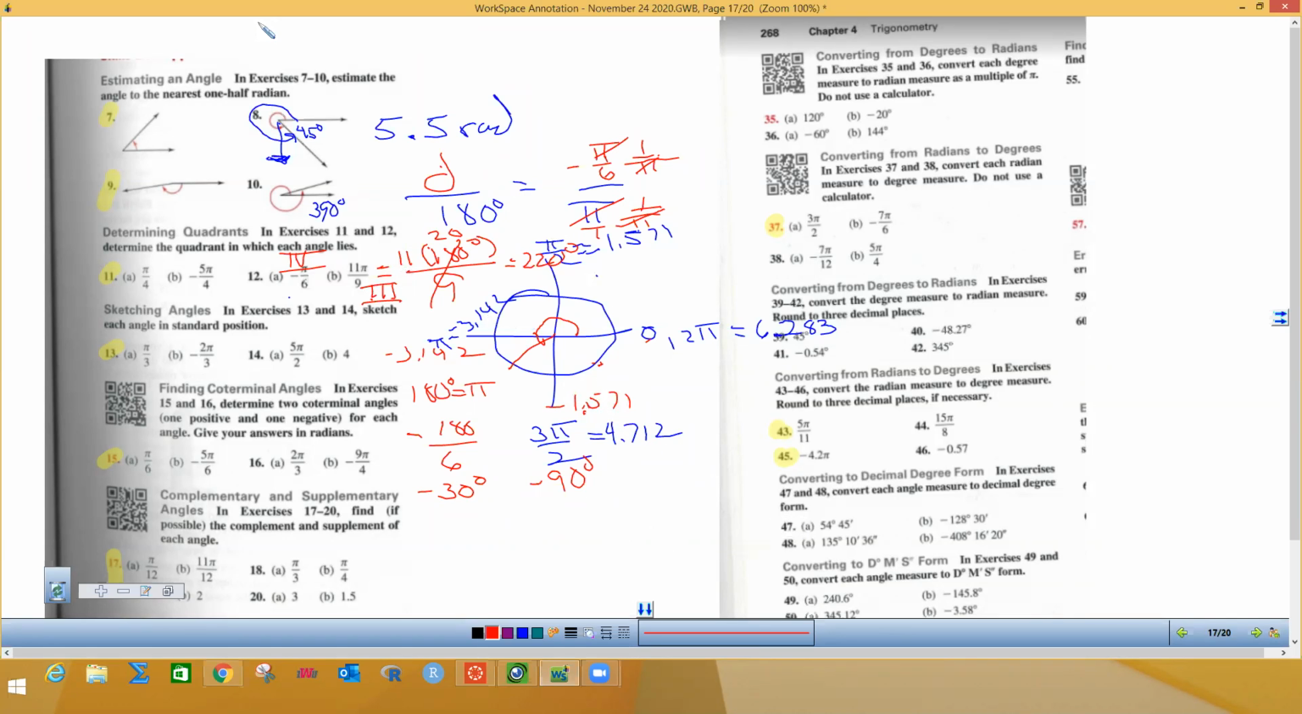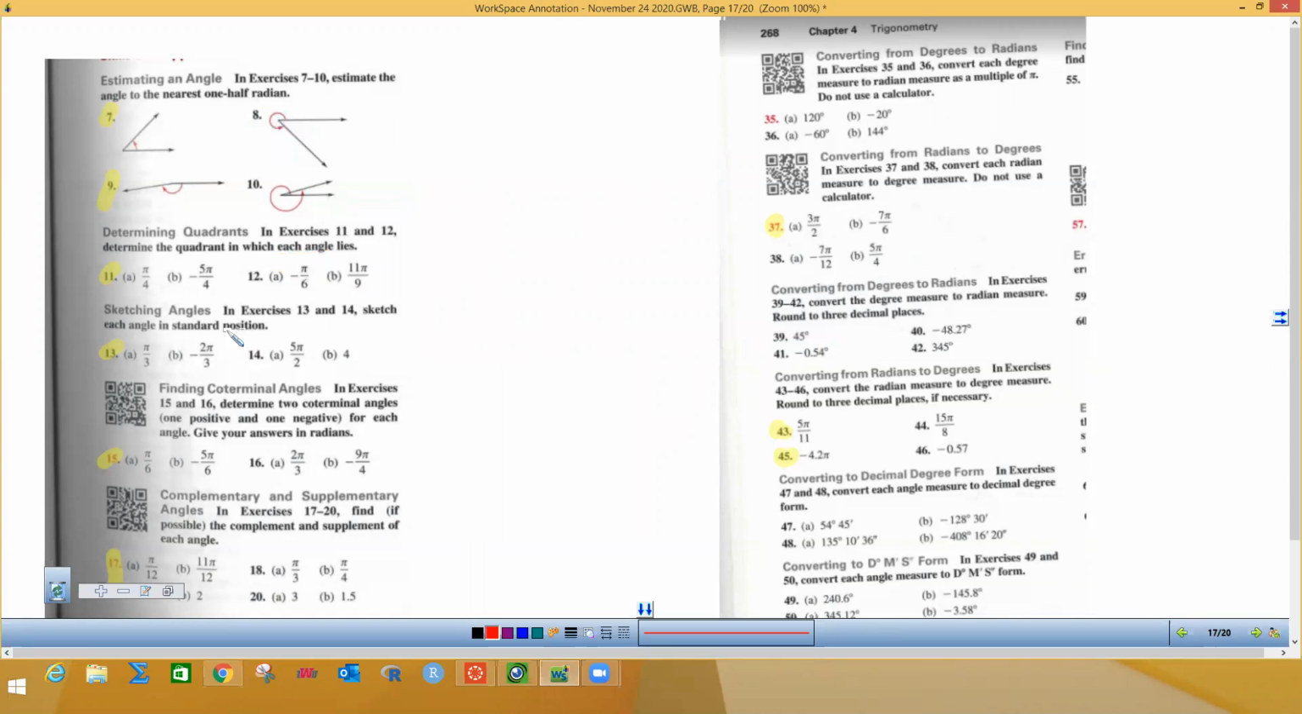Okay, so I'm going to clear this off. This next part says sketch the angle. So we're going to take these angles right here in radians. Notice this says 4. That just means 4 radians right there. That's what that means, because there's no degree symbol. And then we're supposed to draw these angles.